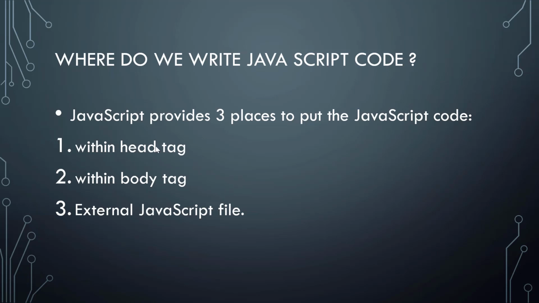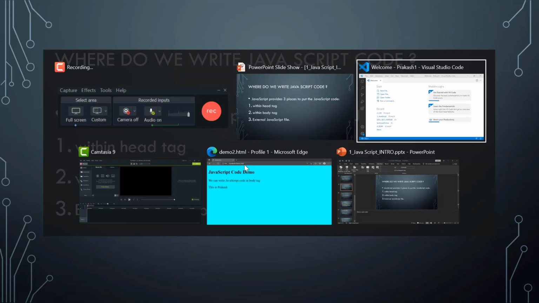The first two methods are done. Head tag is done, body tag is done. Now we are going to talk about the external JavaScript file. So this time you should be careful, guys. While saving the file name, it should be with the .js extension. In the last two examples, I was saving with .html, but now I'm going to save with .js for JavaScript. Okay, let's switch to Visual Studio Code.